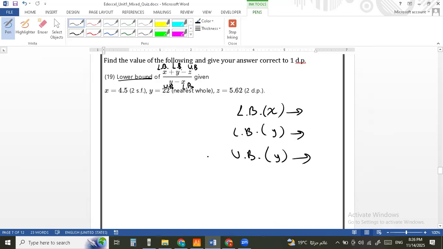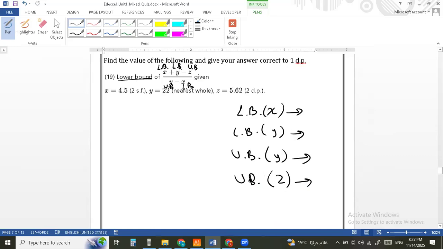Z, I want to find the upper bound of z only. So upper bound of z. So don't get fooled by the word lower bound in the beginning of the question. You must determine what you're going to find the lower bound of and what you're going to find the upper bound for. Let's find them.